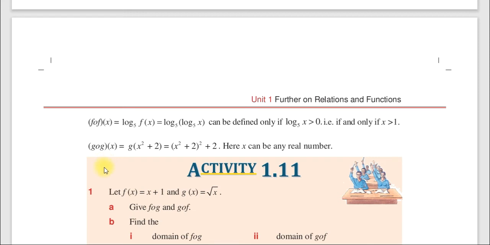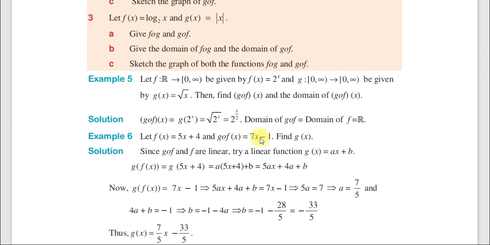Now for g∘f of x: log x in base 5 can be defined only if x is greater than 0, and log x in base 5 greater than 0 if and only if x is greater than 1. For g of x, similarly, x squared plus 2, (x squared plus 2) squared plus 2, here x can be any real number. So we can determine it this way.